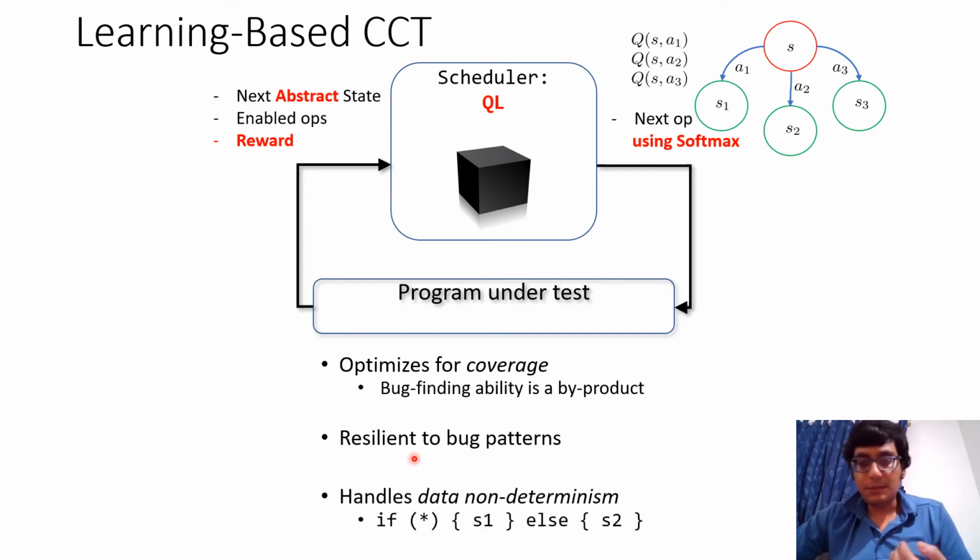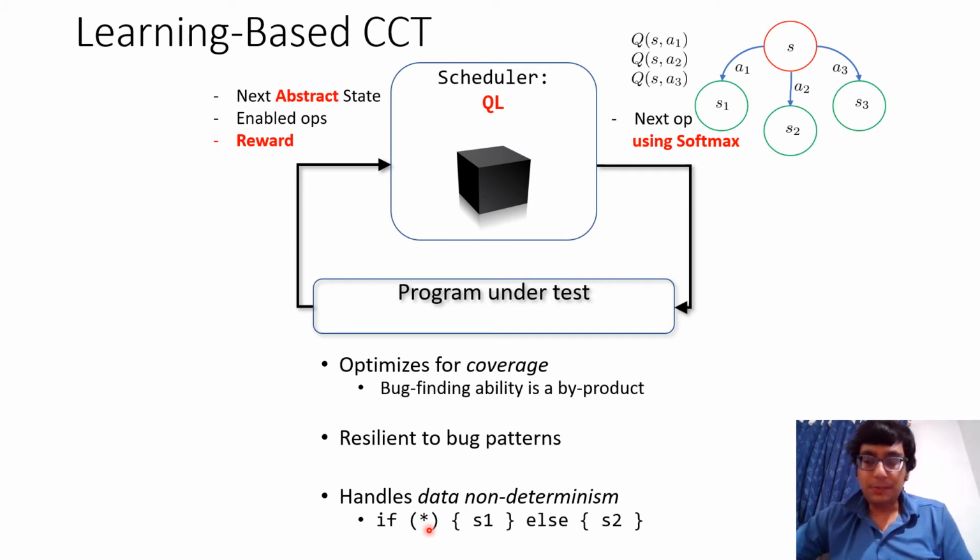And we are not just about resolving control non-determinism. We can actually also handle non-determinism in data. So if we have a construct like if star execute S1, otherwise execute S2, we can actually figure out what is the value for this star operator, which allows us to maximize the coverage. So we learned that as well.